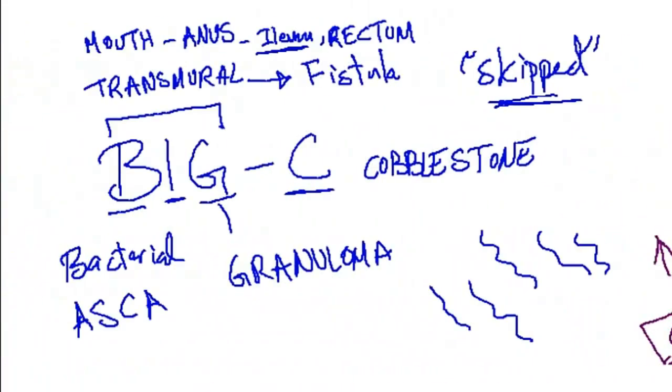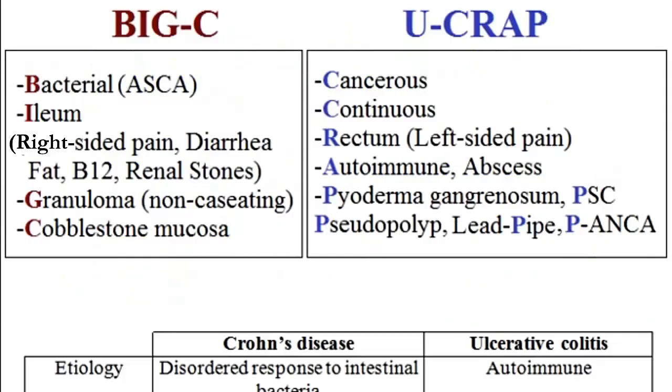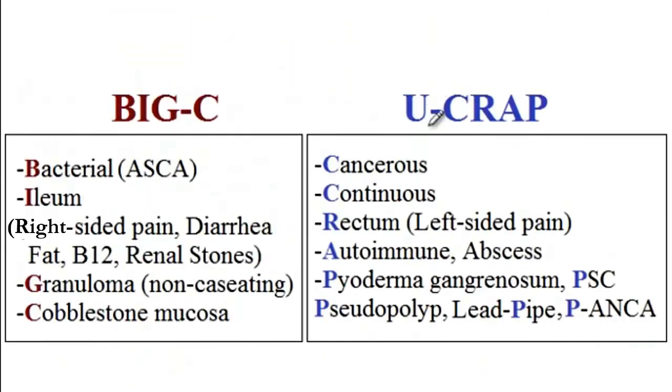Alright, now that we are done with the memory aids, we can go through them one more time. So with ulcerative colitis, U stands for ulcerative colitis, C goes for cancerous and continuous, R stands for the rectum. So since the rectum is more commonly affected with ulcerative colitis, these patients usually present with left-sided pain. The underlying cause is autoimmune, and there are crypt abscesses that are seen in these patients. And then finally, P stands for pyoderma gangrenosum, primary sclerosing cholangitis, pseudopolyps, lead pipe, as well as P-ANCA.